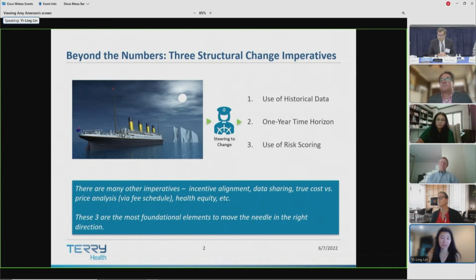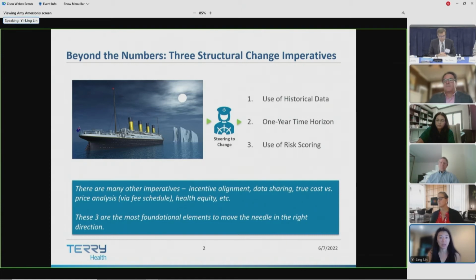The second thing I'm going to talk about is this one-year time horizon. Everything in the industry right now, the way that people get paid, all the quality measures, everything is on a one-year time horizon, but we all know that healthcare is not a one-year time horizon, so there's a mismatch going on there.